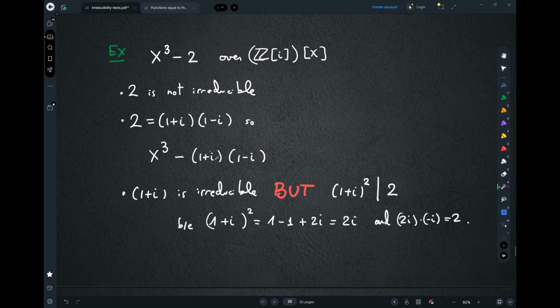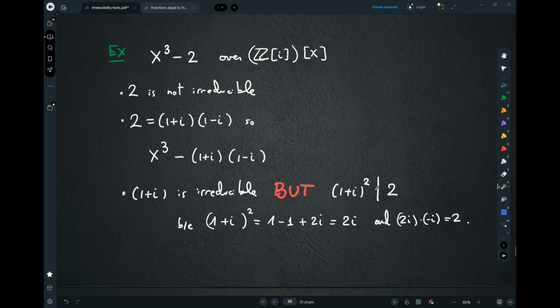So you could think, oh, maybe I can use the criterion for 1 plus i, but 1 plus i, although it is irreducible, has its square dividing 2. Now that we have more units, sometimes it's a little bit obscure whether that happens, but this is the case, that (1 plus i) squared divides the constant term. So this polynomial is not Eisenstein at 1 plus i either.